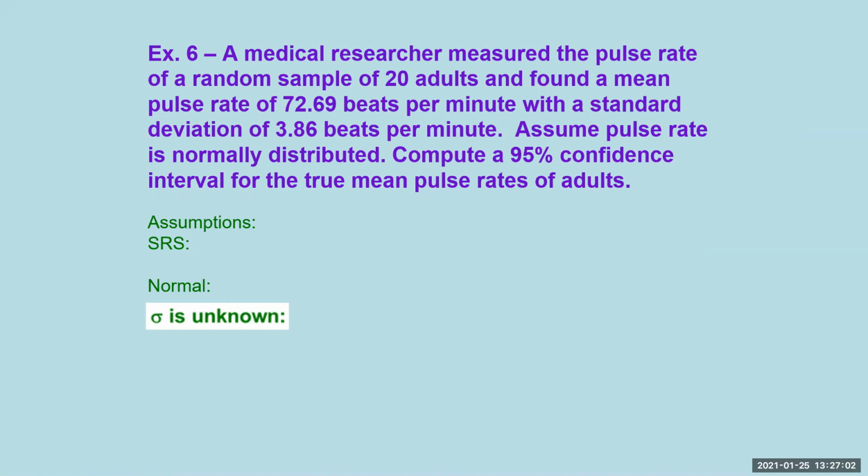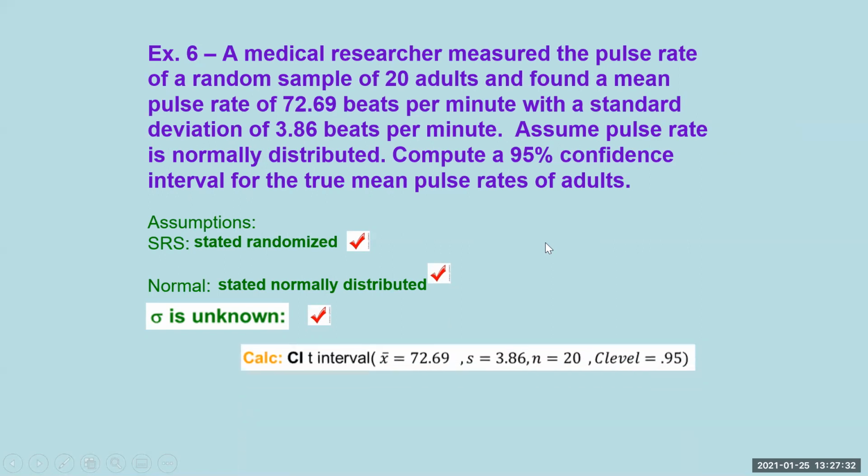So as always with confidence interval, must state assumptions. So we need to check, is it an SRS? Stated random, that checks. Is it normal? Stated normally distributed, so that one checks. Is sigma unknown? That checks, because notice our standard deviation is only from the 20 adults. So once we check our assumptions, we can proceed.